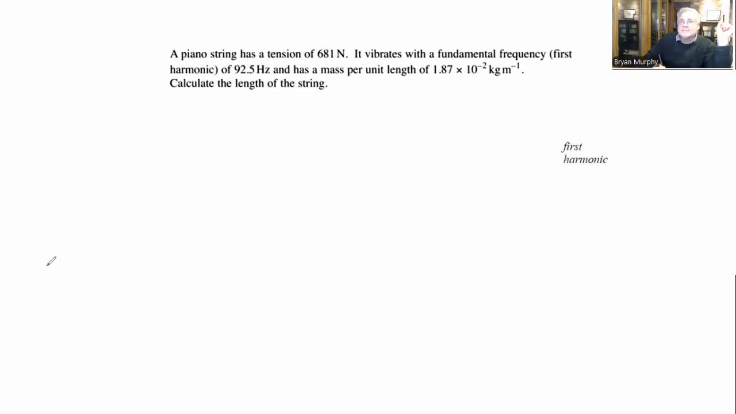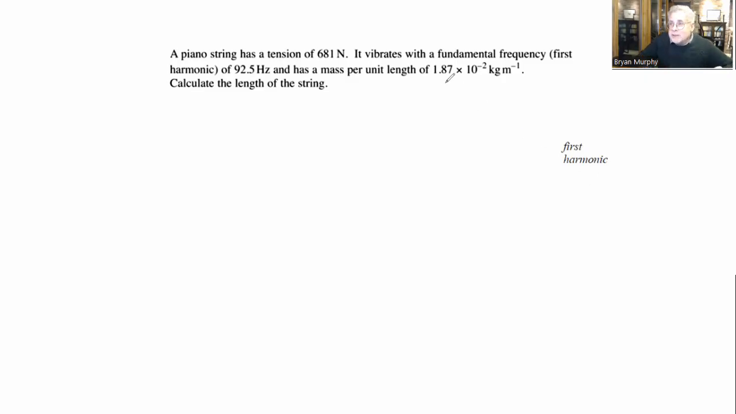Here's a question. That is one where you simply read it and ask, what's the equation? You go to your formula booklet, there it is, you write it down and you put the numbers in. We've got T, the tension, we've got the frequency F, we've got the mass per unit length, and we just need to calculate L. So it's simply a matter of putting the numbers in and finding the value for the length of the string.